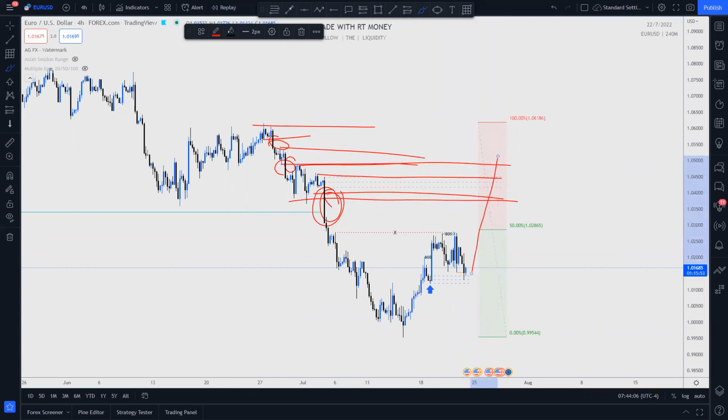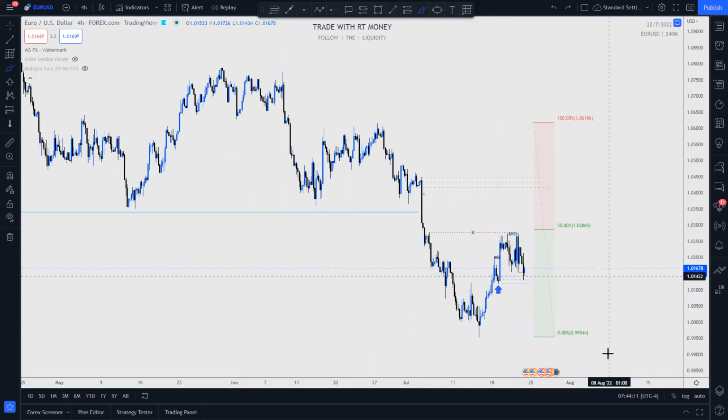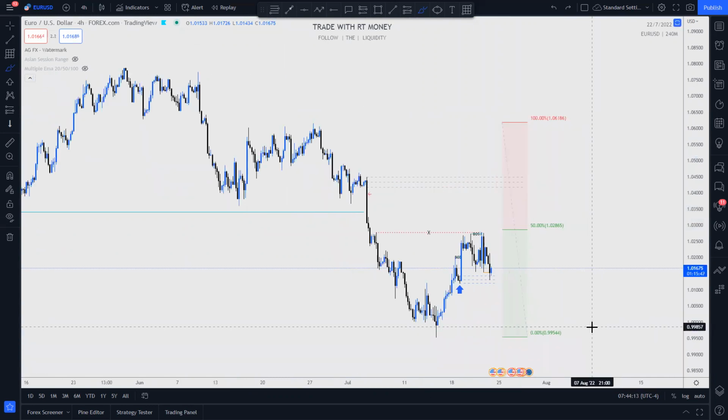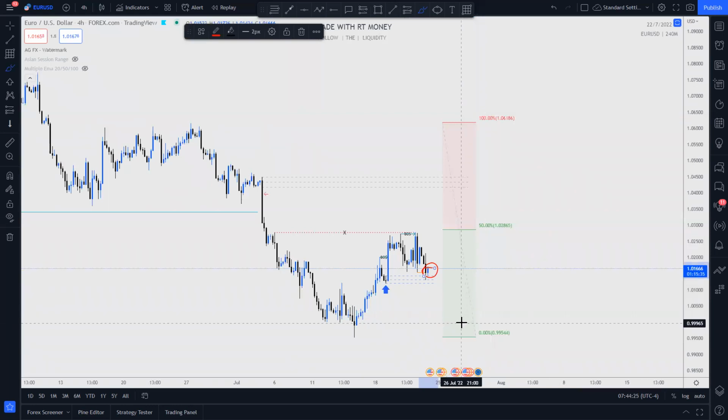But we need a definitive move, a breakout, before we start looking at taking a position. I'm not going to take a buy from here unless I'm on the lower time frames and I'm scalping. But I want to take a high probability trade.